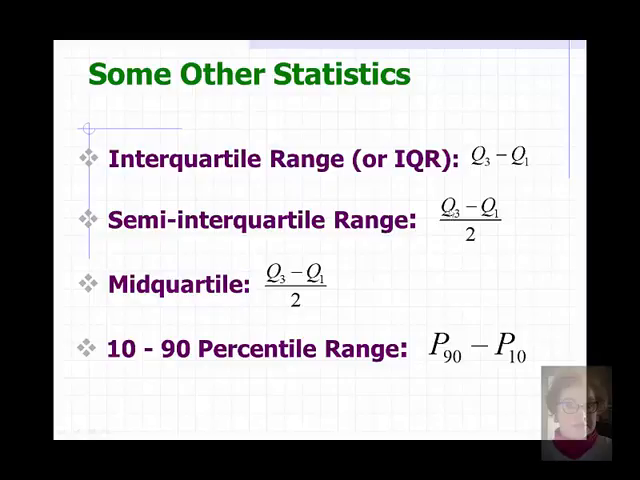Now, other things that we're going to talk about is the interquartile range, and that is a good measure of spread because it tells you where the middle 50% is when you use the 5-number summary, which is your 3 quartiles, the minimum and the maximum. Then we have the semi-interquartile range, which is the same as the mid-quartile range. I'm going to tell you I've never used these, but they're there. And then you have your 10-90 percentile range. Again, I've never used that.